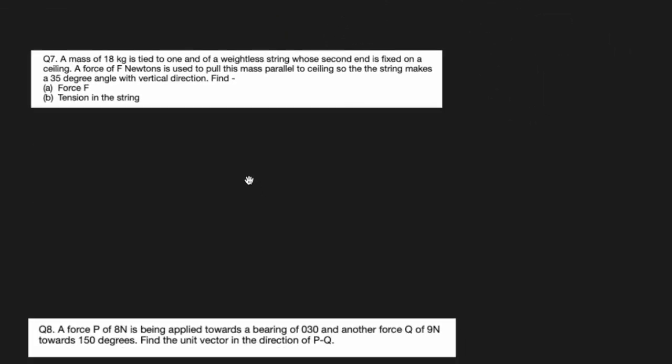Question number 7. Okay, a mass of 18 kg is tied to one end of a weightless string, okay, and whose second end is fixed on a ceiling. Okay, so this is the ceiling and we have a mass of 18 kg. A force of F Newton is used to pull this mass parallel to the ceiling, okay, parallel to the ceiling, so that the string makes an angle of 35 degrees. So the string will go this way.